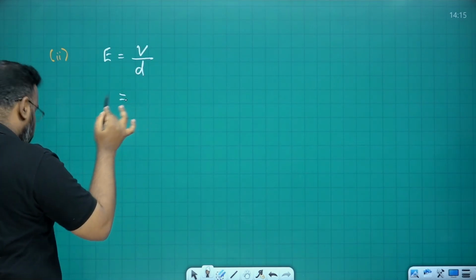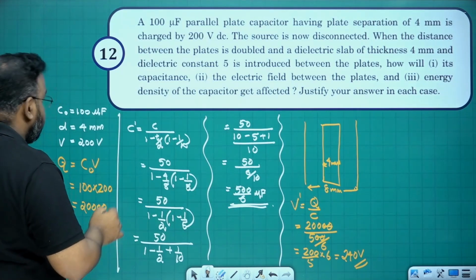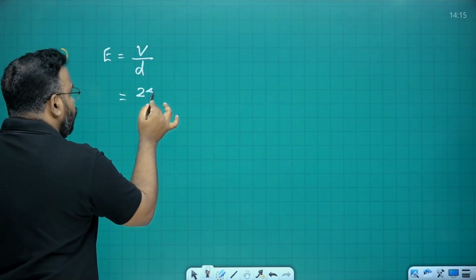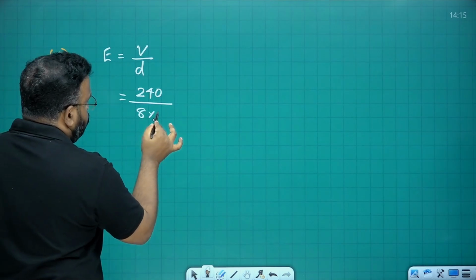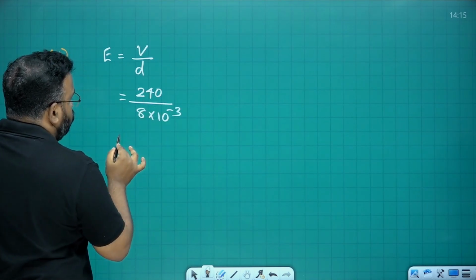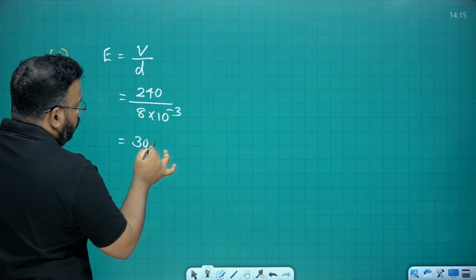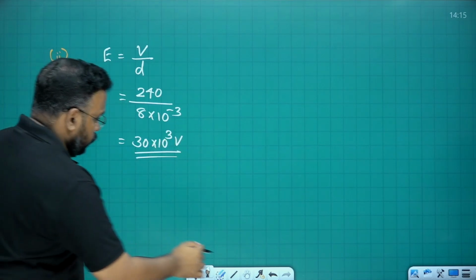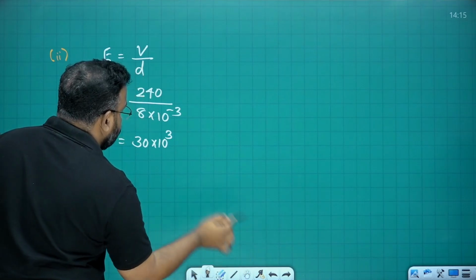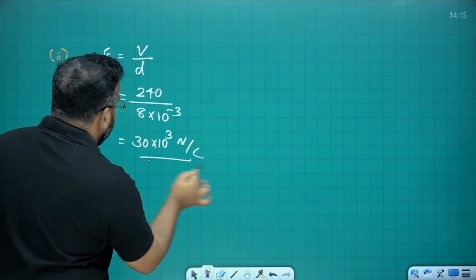What is the new potential? We got it as 240. 240 divided by the new distance. New distance is 8 millimeters, so 8 into 10 to the power minus 3. So 240 by 8 is 30. So we get 30 into 10 to the power 3 volt per meter, which is Newton per Coulomb. This is the new electric field.